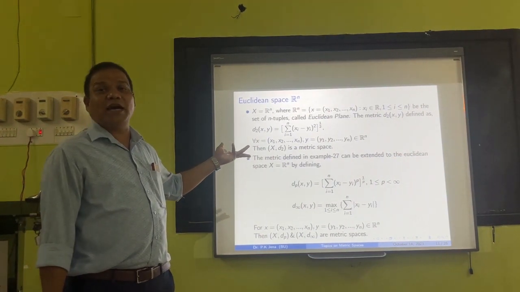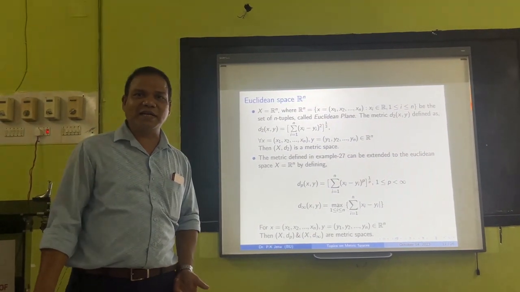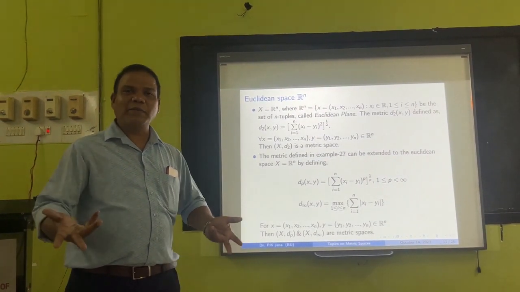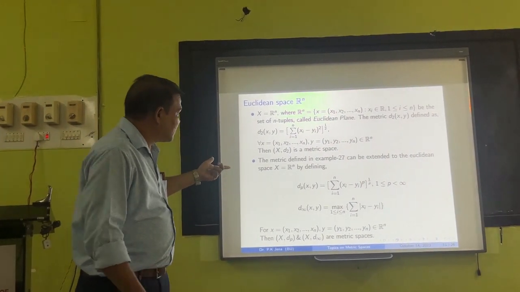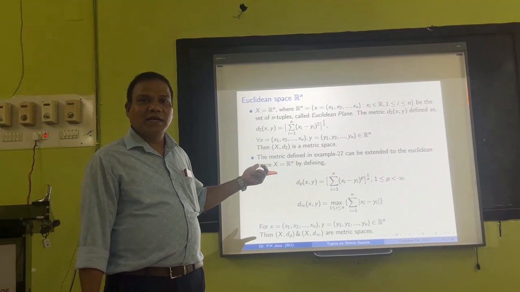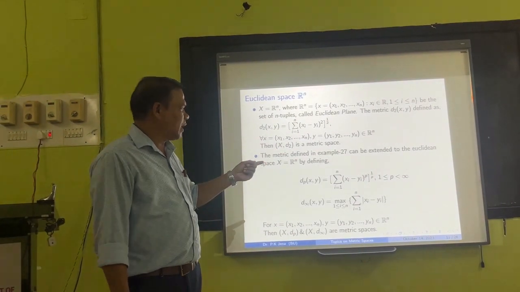The question arises, why are you denoting it as d2? Why not d1? Yes, we can denote it as d1. It will have another definition. In the next example, we are considering here the dp metric, where p includes also 1. P lies between 1 and infinity.